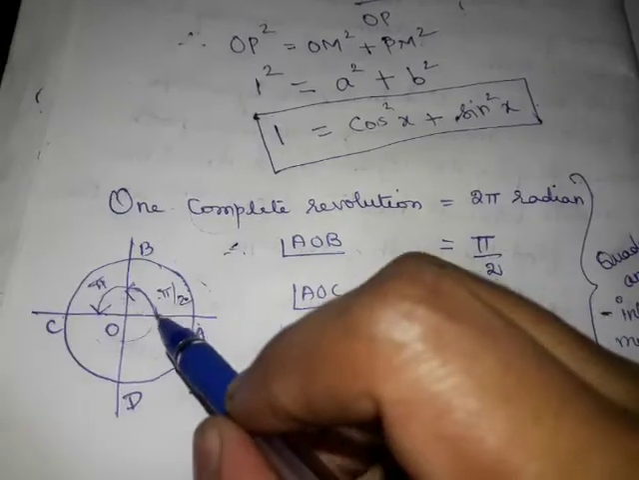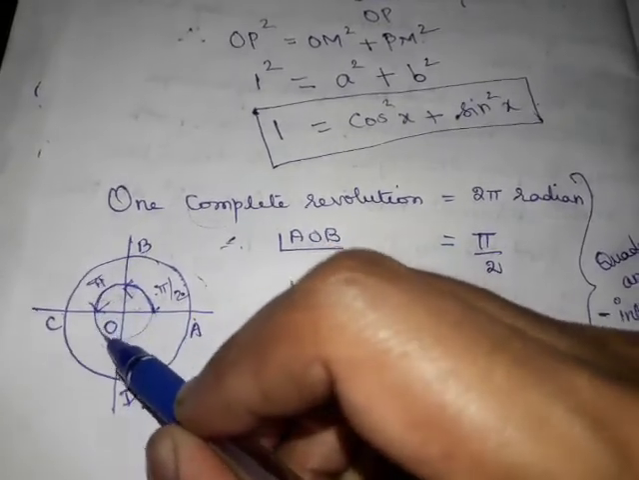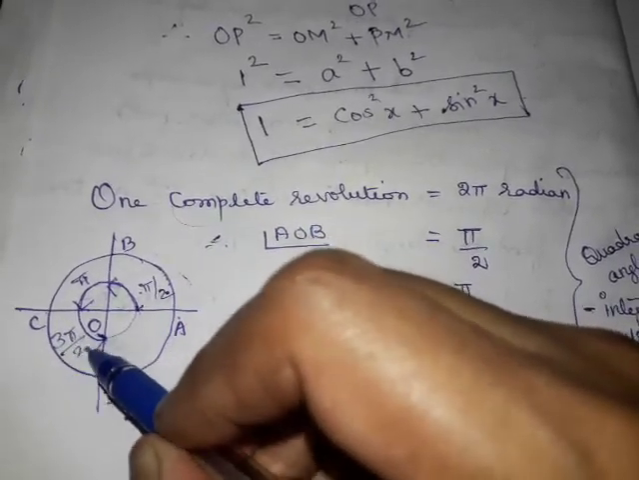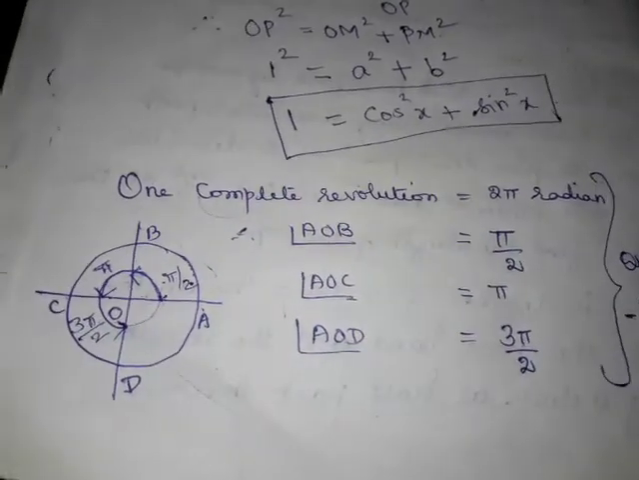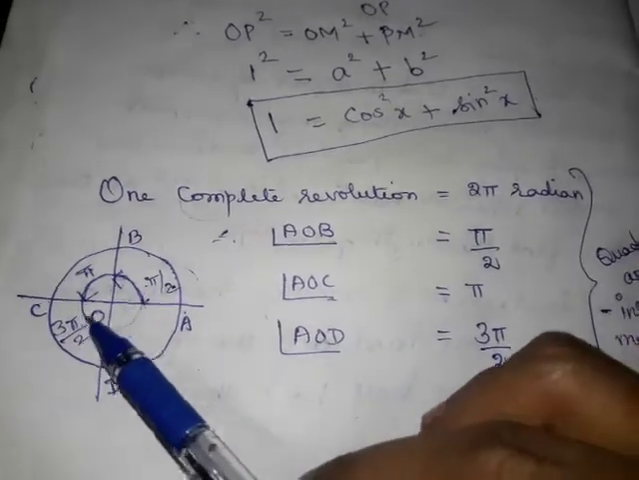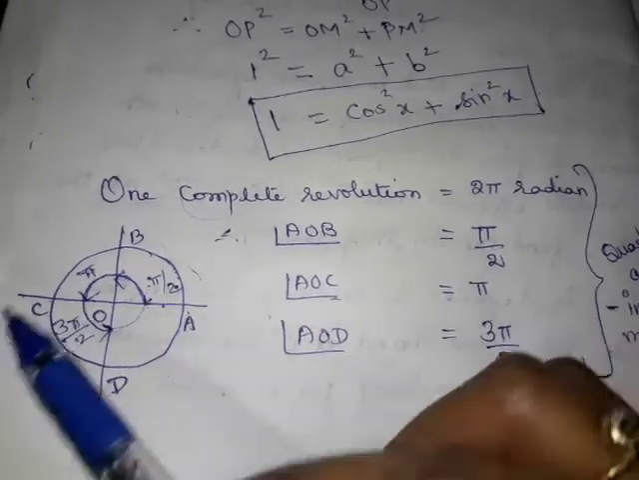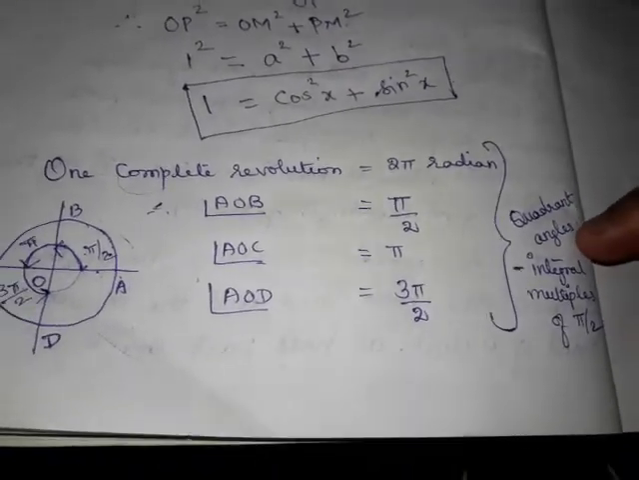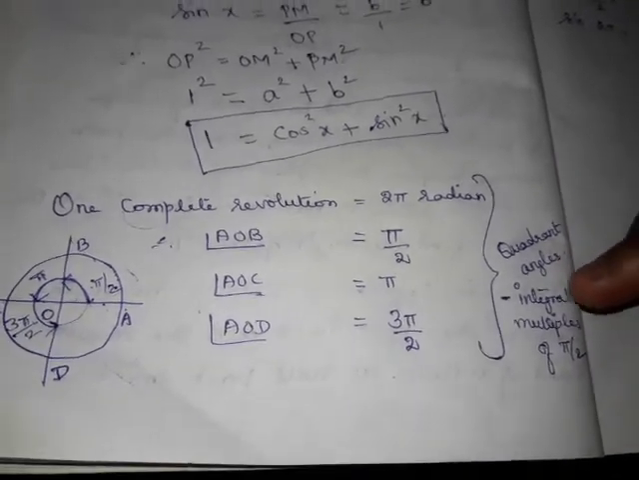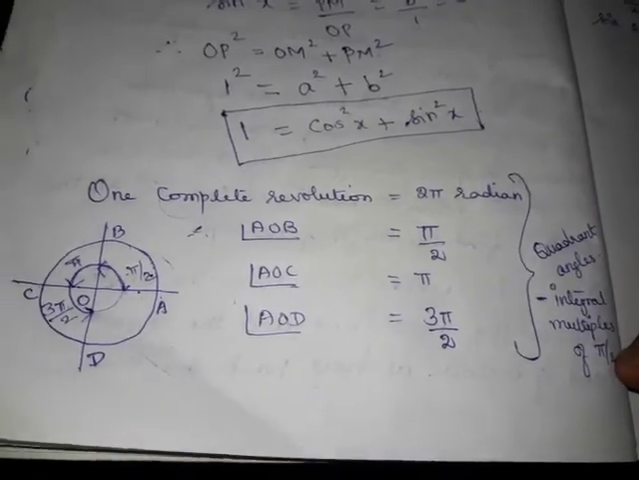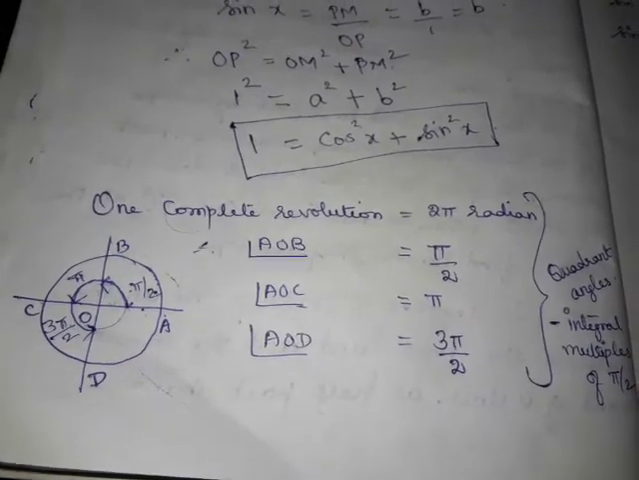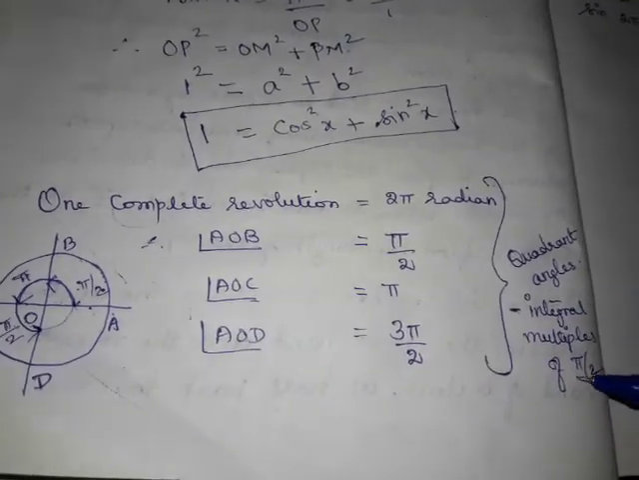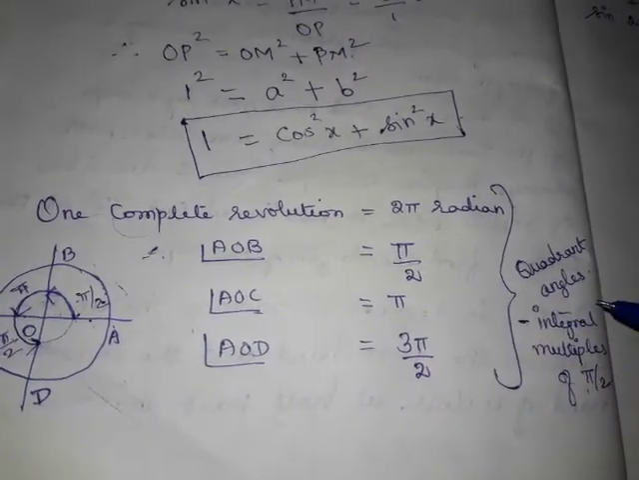Right? Now AOD from here to here, how much it will be? 3 pi by 2, right? 270 degree, which is nothing but in radian measure 3 pi by 2. When it reaches A again, it will be 2 pi, one complete revolution, right? So these are called quadrant angles. So what is meant by quadrant angles? Integral multiples of pi by 2. We keep on multiplying multiples of pi by 2. These multiples of pi by 2 are called as quadrant angles, right?